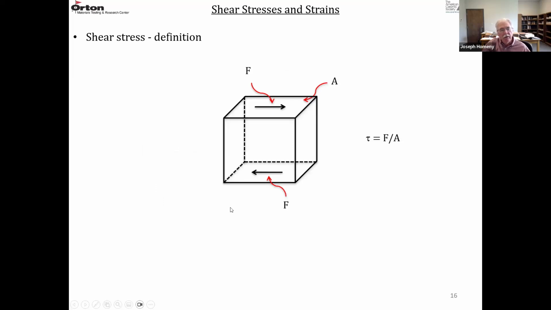So this simple diagram illustrates the shear stress. We have a cube, and on opposite faces of the cube, we apply an equal and opposite force F. And the face of this cube has area A. So now the force is acting on this plane parallel to the force. So tau equals F over A. F is your force, and A is this area. So that's your shear stress.